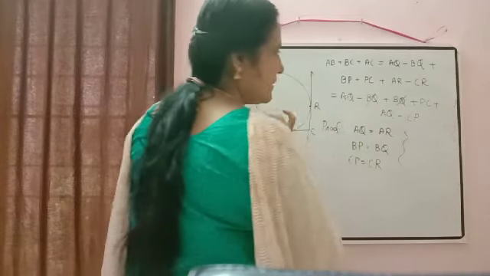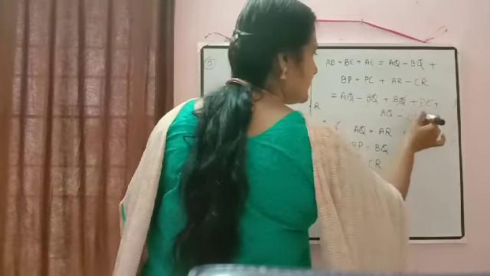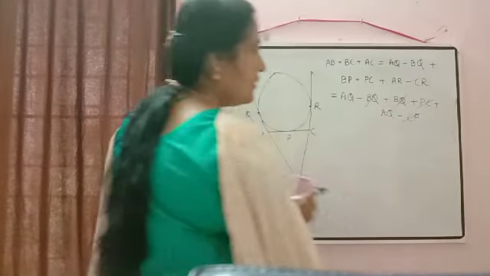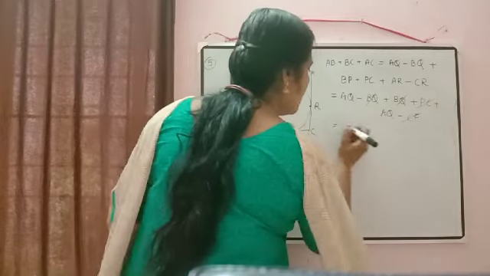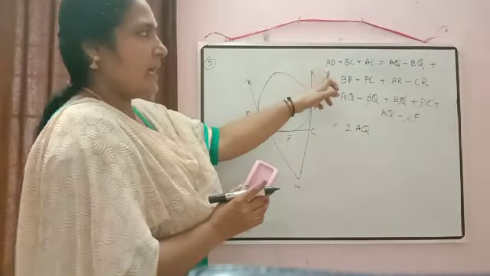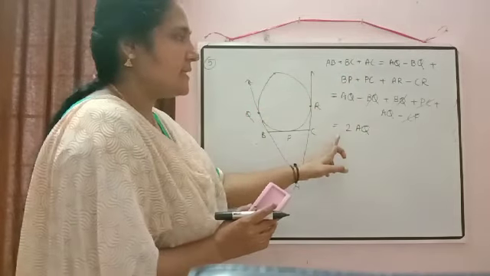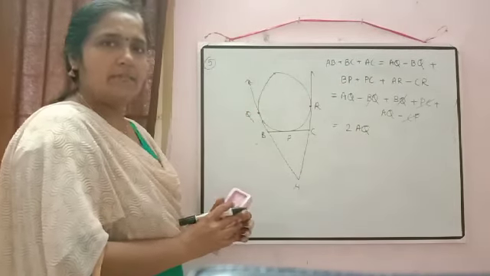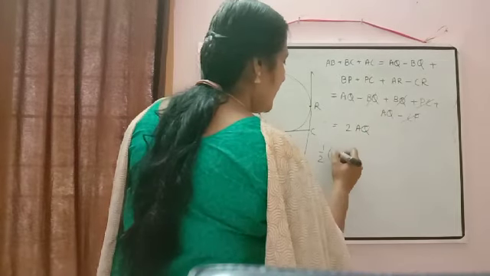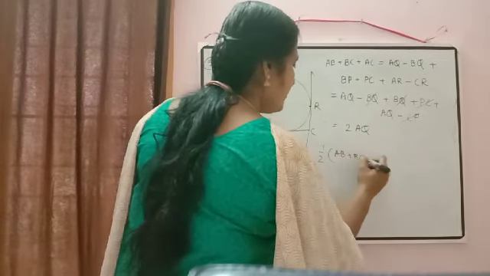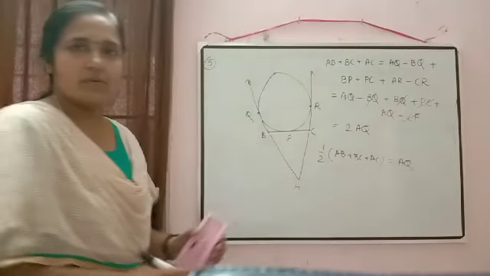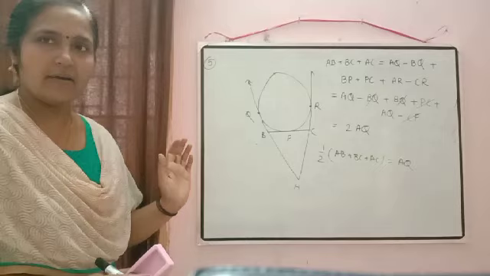Minus BQ plus BQ will get cancelled. Plus PC minus PC also will get cancelled. So what is remaining there? 2AQ. 2AQ is remaining there. So what we got here? AB plus BC plus AC is equal to 2 times AQ, or 2 we can shift to left hand side. Then we will get half of AB plus BC plus AC is equal to AQ. So I think this question is clear to you.